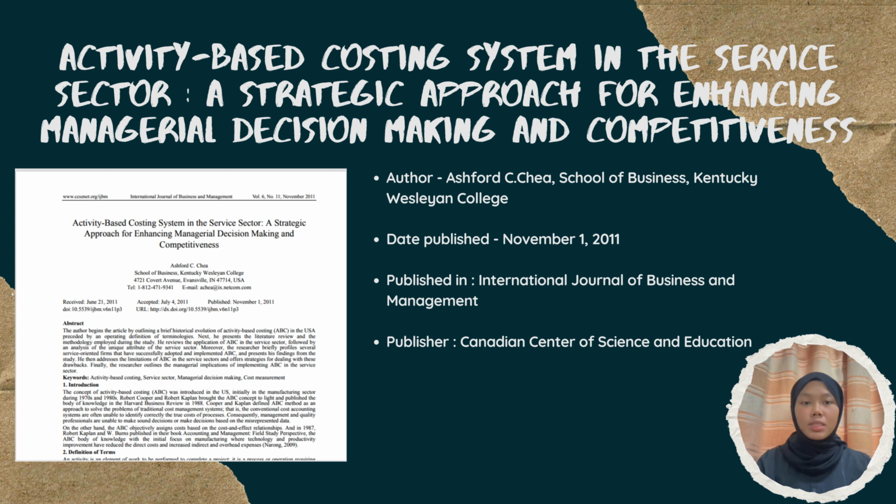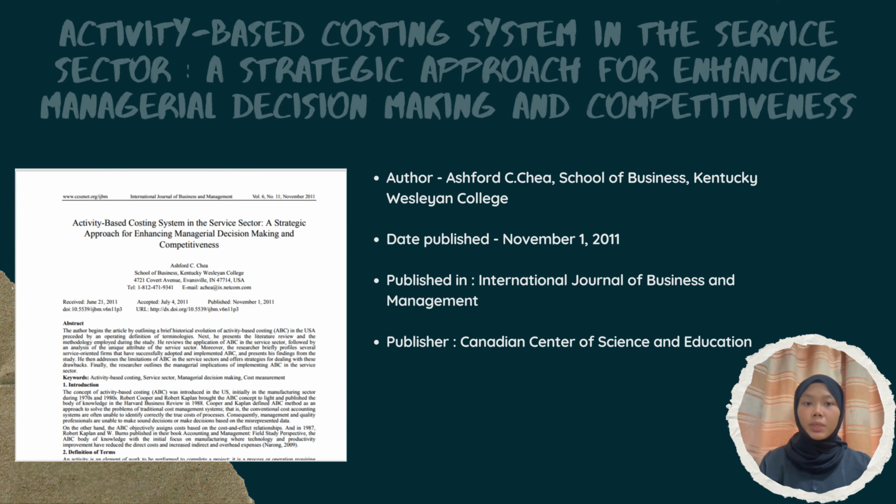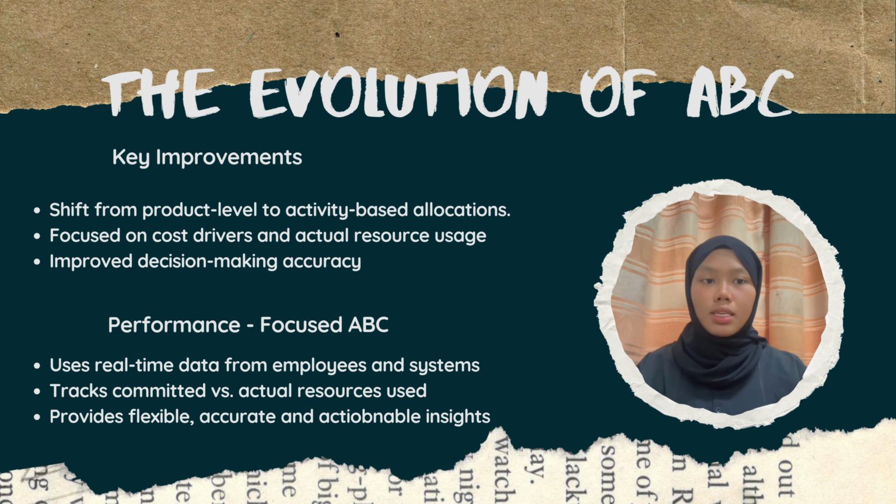Next is how ABC evolved, improvements or changes. This article is about the activity-based costing system in the service sector. The title is about a strategic approach for enhancing managerial decision making and competitiveness. Activity-based costing, ABC, was initially introduced in the 1970s and 1980s by Robert Kaplan and Robert Cooper to solve the limitations of the traditional cost accounting system.